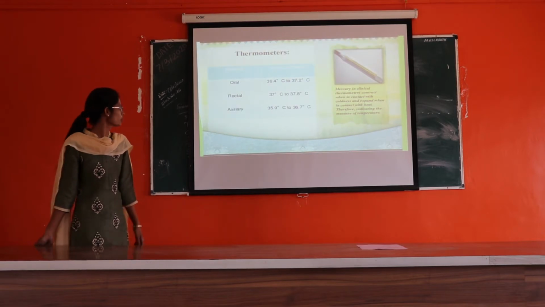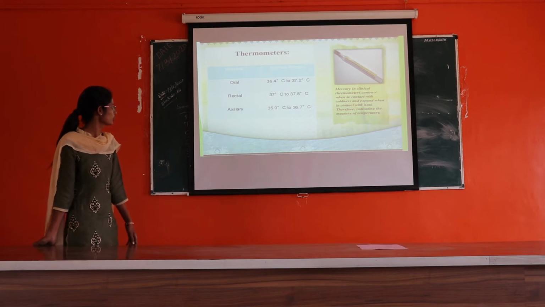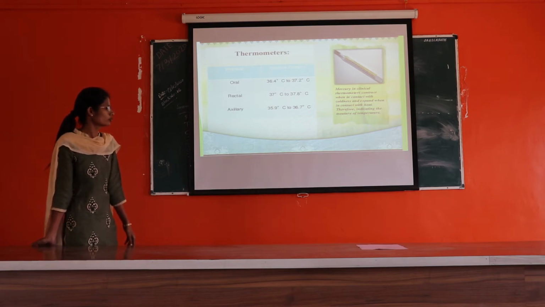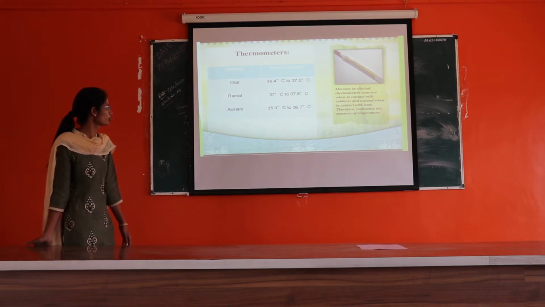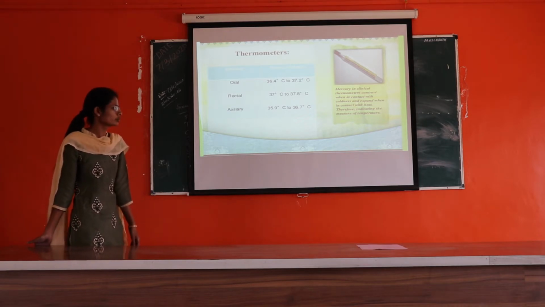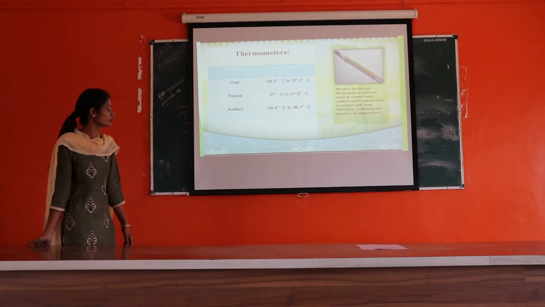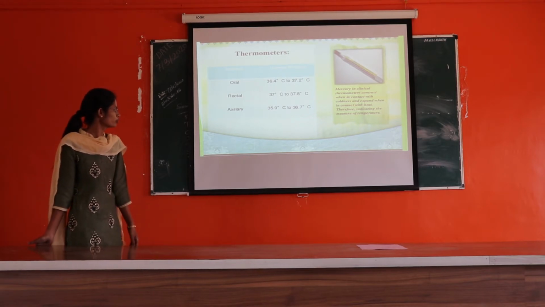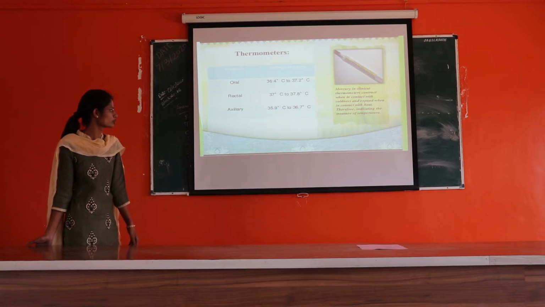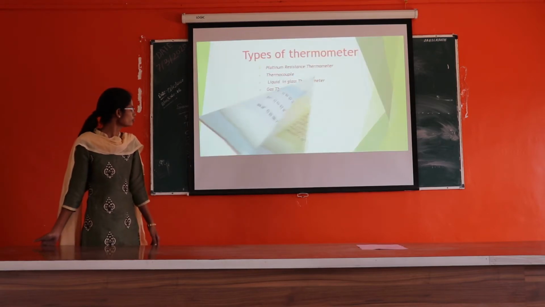Thermometers, there are three types: oral, rectal, auxiliary. Ranges, oral ranges are 36.4 degrees Celsius to 37.2 degrees Celsius. Rectal 37 degrees Celsius to 37.8 degrees Celsius, and auxiliary 35.9 degrees Celsius to 36.7 degrees Celsius.